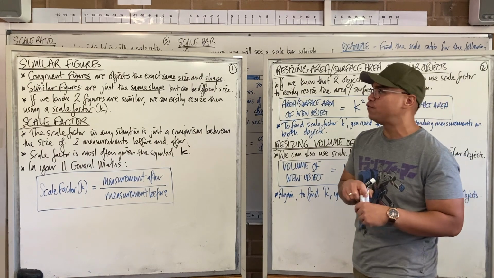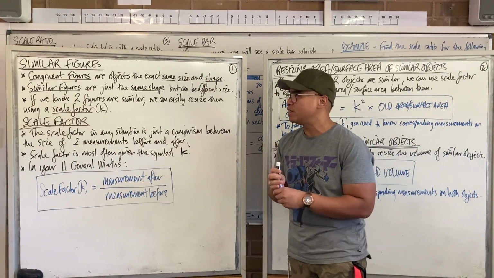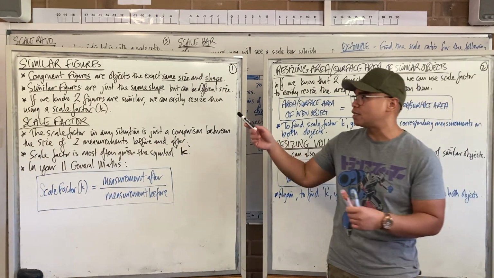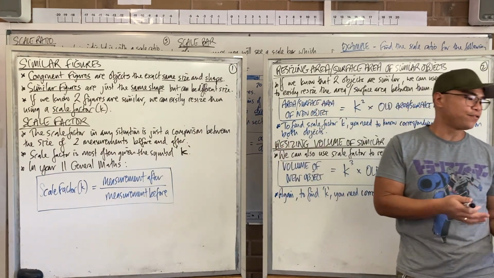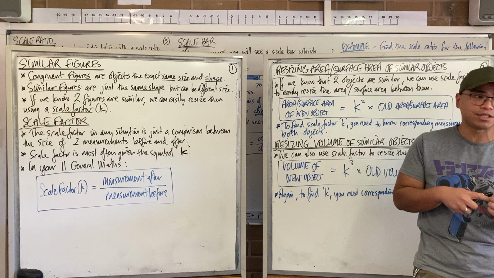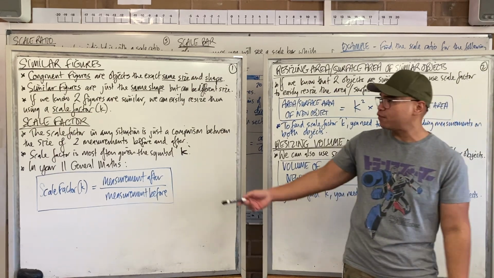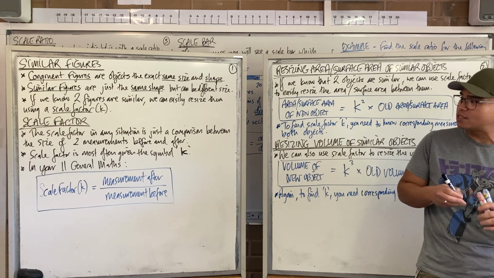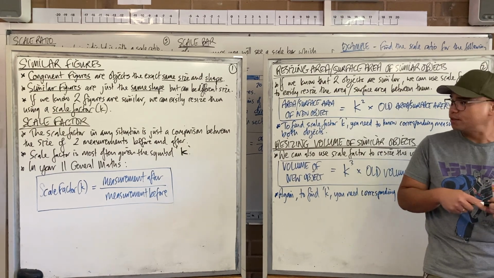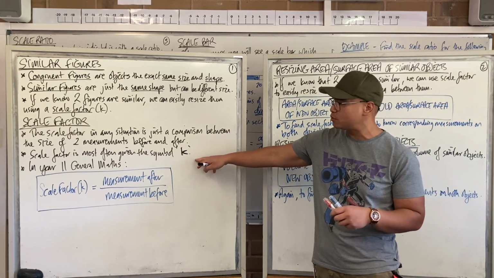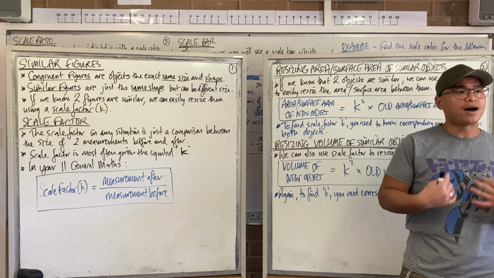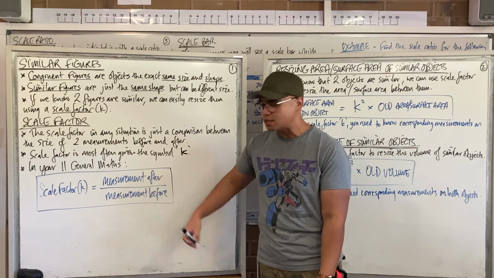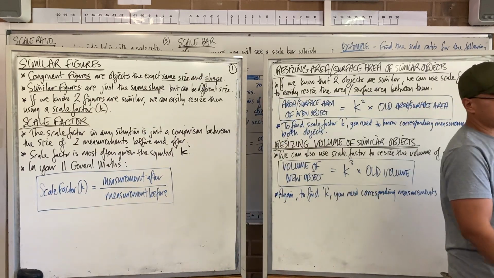If we know two figures are similar, we can easily resize them using something called a scale factor, which is usually labeled K. What is the scale factor? It sounds fancy, but it's just a division. The scale factor in any situation is just a comparison between the size of two measurements before and after. So the scale factor is most often given the symbol K. For us in Year 11 General Maths, the scale factor is the measurement after divided by the measurement before.